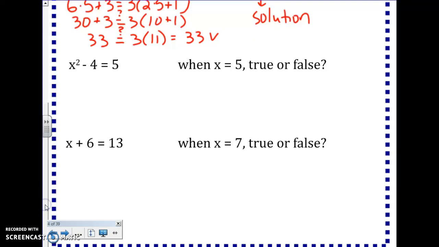All right, so I do want you to go ahead and try the next two by yourself. Have them checked off by Mrs. Ringrose or Mrs. Lang. Hopefully this helped you get started off on how to find out if a value is a solution to an equation. And we'll work on some harder stuff next time.